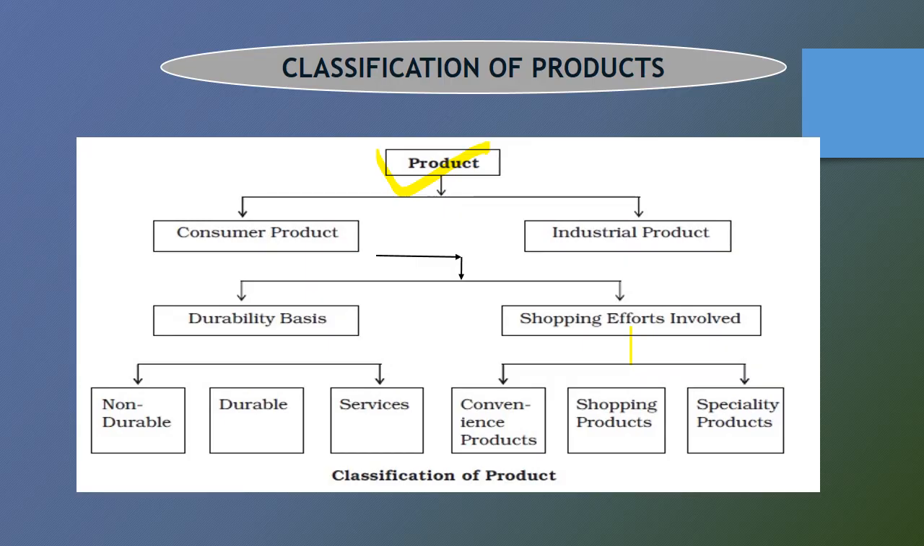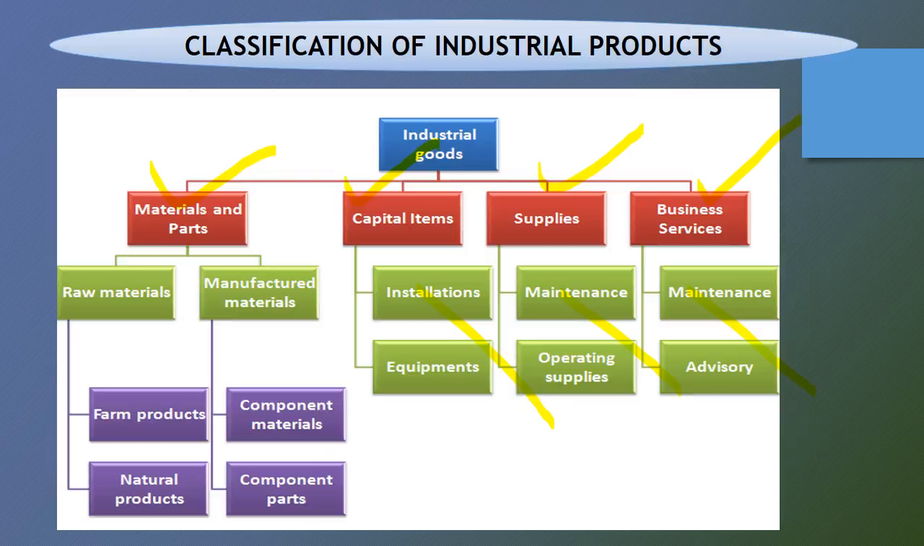So by now I'm sure you know what comes under product mix. Under product mix, the first thing you have is product. This is the classification of product: consumer product and industrial product. Consumer product is divided into durability and shopping effort involved. Durability is divided into non-durable, durable, and service. Shopping effort is divided into convenience, shopping products, and specialty products. Industrial goods, which we learned today, are divided into materials and parts, and component parts.